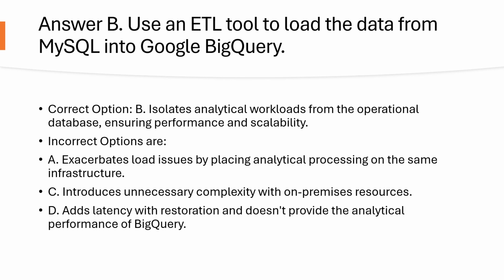Option A, adding a node to MySQL and building an OLAP cube there, would likely exacerbate the load issues as it still places analytical processing on the same infrastructure. Option C introduces unnecessary complexity by involving on-premises resources and a Hadoop cluster. Option D, mounting backups to Cloud SQL, adds latency with restoration and doesn't provide the analytical performance of BigQuery. Hence, B provides the best balance of scalability, performance, and operational safety, aligning with best practices for separating OLTP and OLAP workloads on cloud platforms.